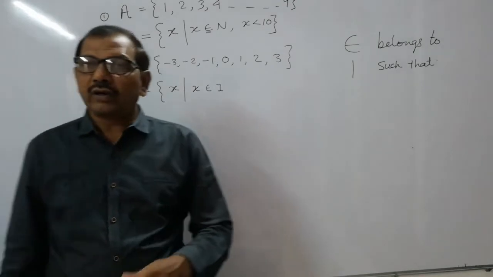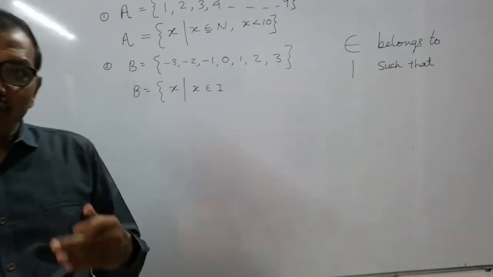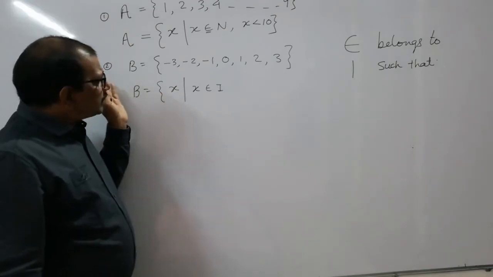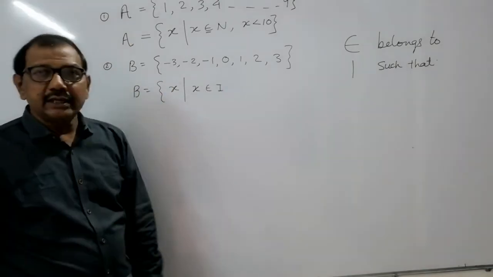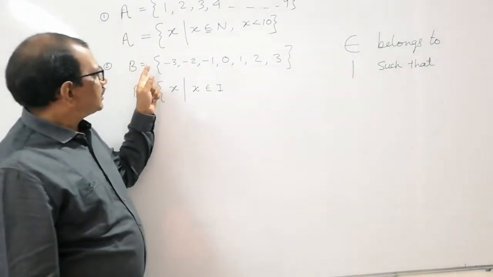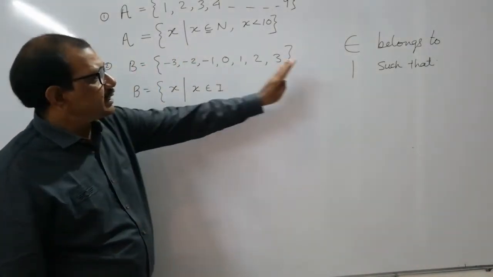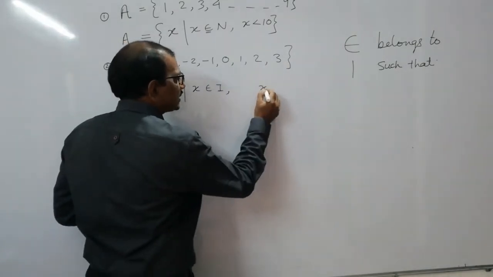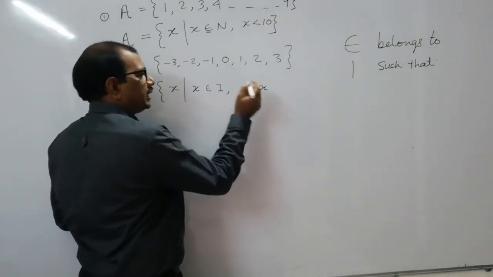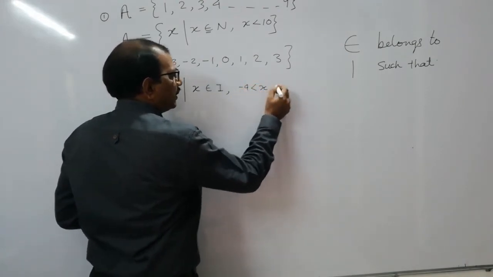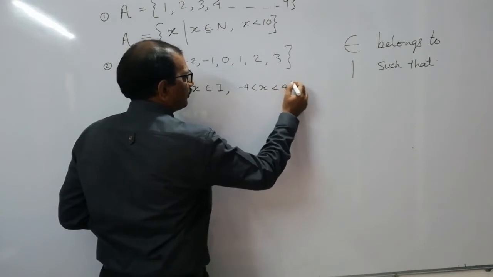Capital I for integers, N for natural numbers, right? अच्छा, क्या हमने सभी के सभी इंटीजर्स लिए हैं? No. तो हमने कहाँ से कहाँ तक लिया है? मतलब greater than -4 but less than 4. So I can write a statement here, comma लेके x, that is x is a member of this set. So x is greater than -4 but less than 4.